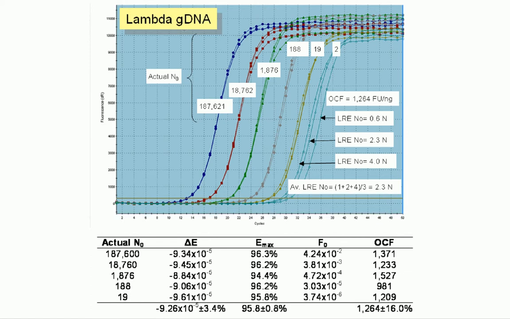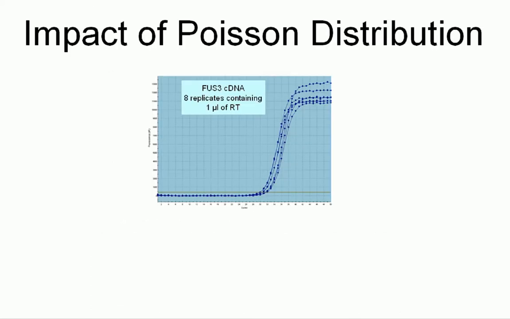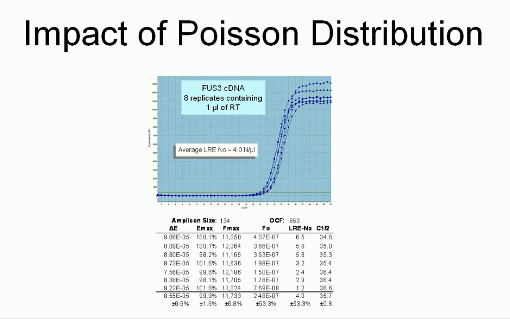As will be illustrated over the next few slides, further investigation revealed that profile scattering is caused by Poisson distribution. This is an example of a low abundance transcript in which 8 replicate reactions were conducted, each containing 1 microliter of a reverse transcriptase reaction. Similar to the 2-molecule profiles presented in the last slide, this produced profiles scattered over a 2-cycle region. LRE quantification further predicts that the target quantities range from 1 to 6 molecules with an average of 4 molecules per microliter. How then does this relate to Poisson distribution?